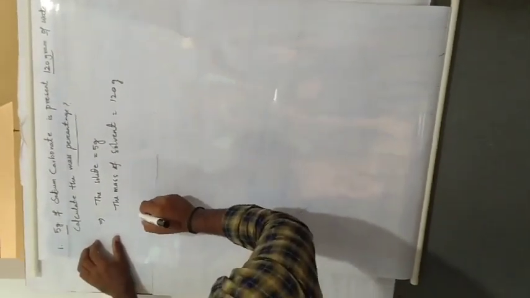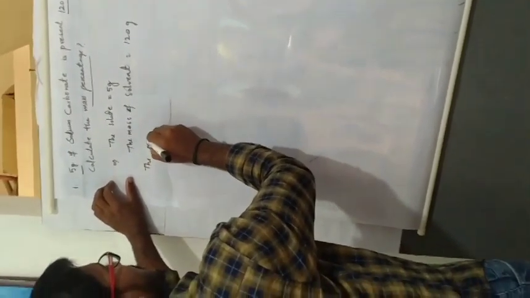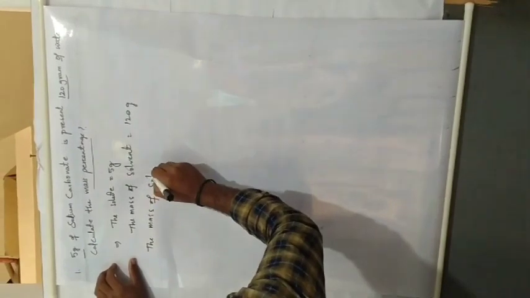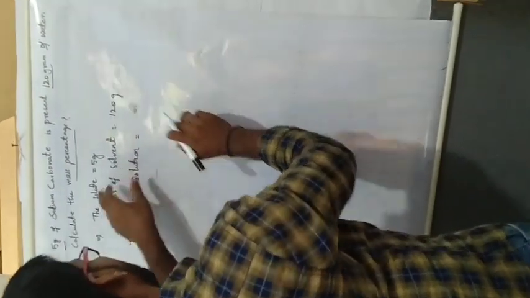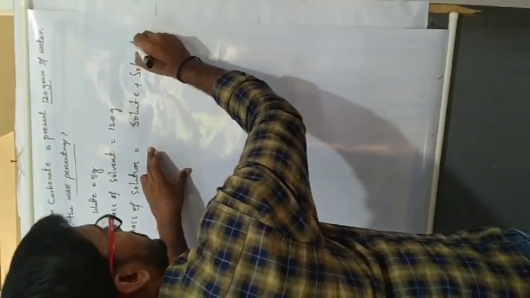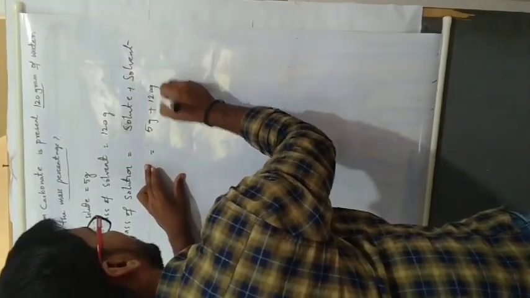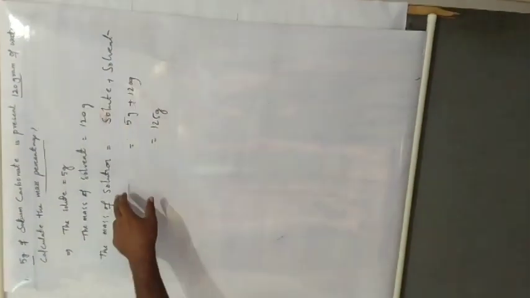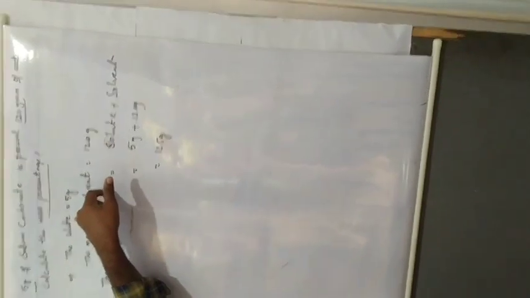So first of all we need to find the mass of solution. The mass of solution means what is the formula? The mass of solute plus solvent. So total: 5 grams plus 120 grams is equal to 125 grams. So we first find the mass of solution. The given mass of solvent is 120 grams and the solute weight is 5 grams.